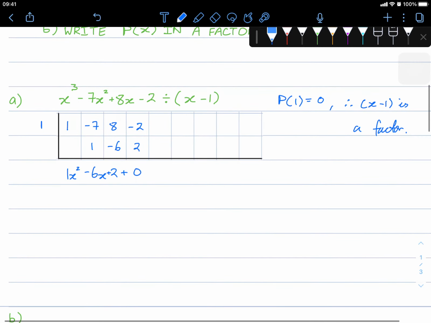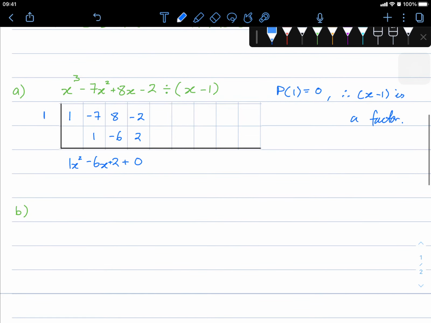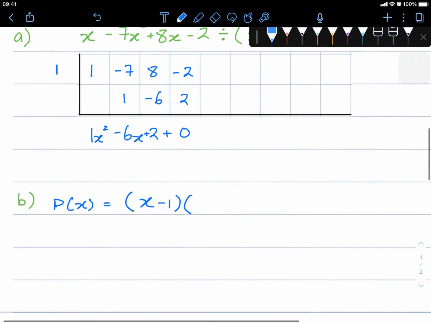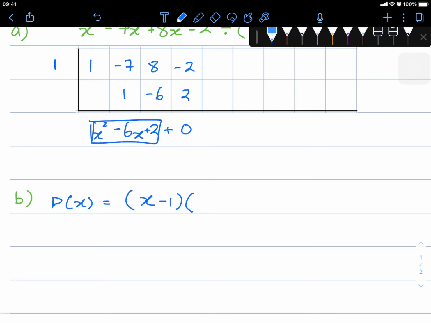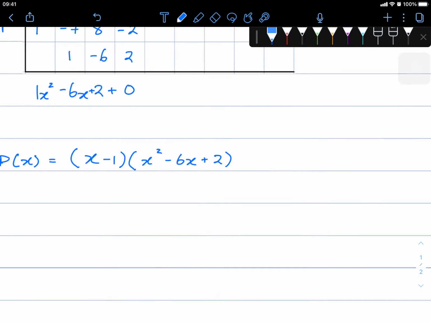So to write this in factored form, part B, from our long division, we can see that the remainder is 0. We can write p of x as equal to the factor that we have times the quotient that we had from this long division. So x squared minus 6x plus 2. And that there is our factored form.